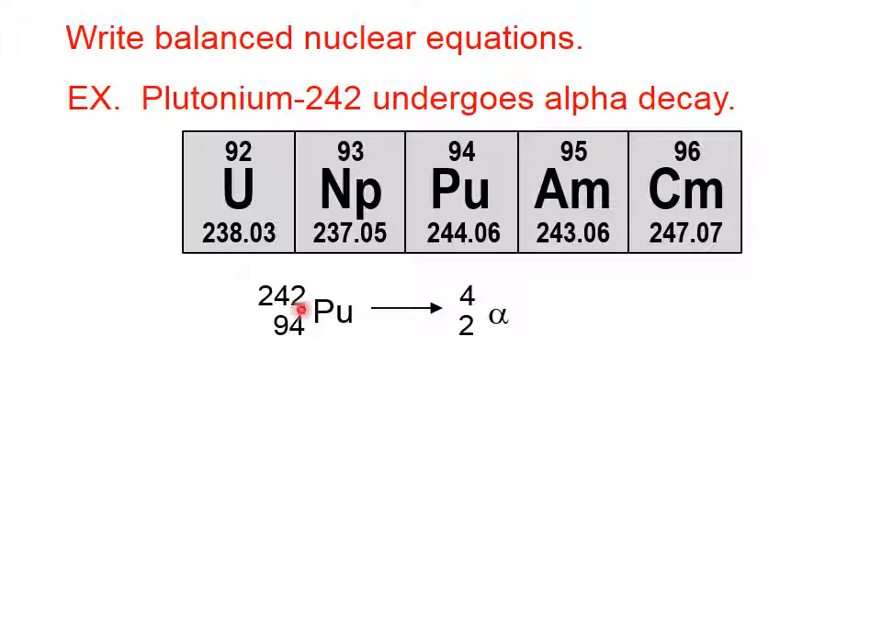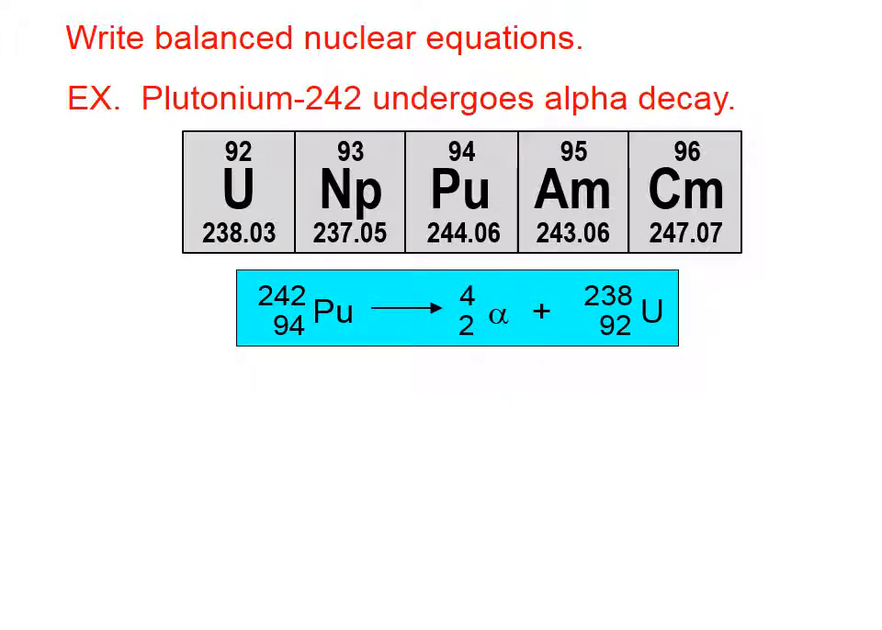So on the left here, 242 equals 4 plus what? And the what in this case is 238. Similarly on the bottom, 94 is equal to 2 plus 92. And from the periodic table, right up above here, we see that number 92 is uranium, and we're done. Let's try another one.